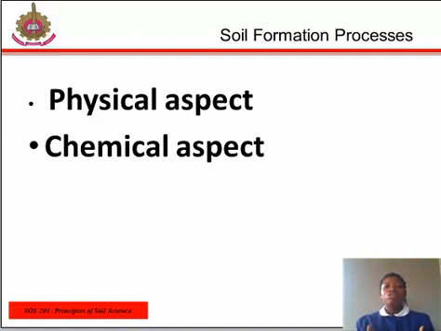There are two main processes that lead to the formation of soil from parent material, that is the loose and unconsolidated from rocks, and the hard and consolidated. The first is the physical aspect, which does not involve chemical change. If we start with homogeneous parent materials, we have homogeneous soil. The second one is the chemical aspect, which involves chemical changes. These two processes occur simultaneously.